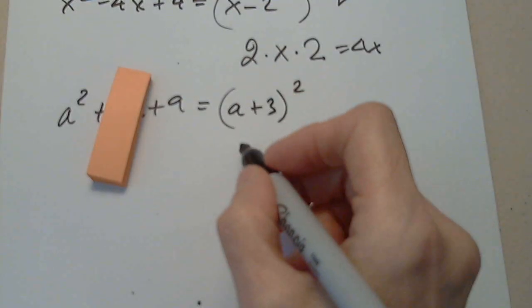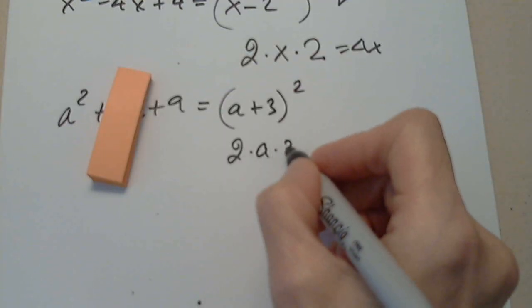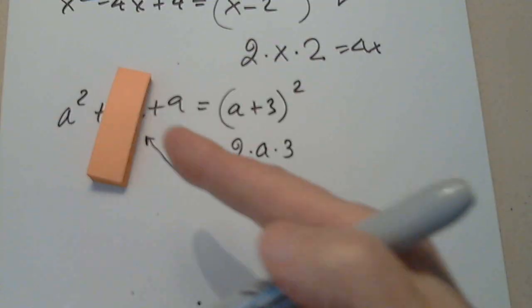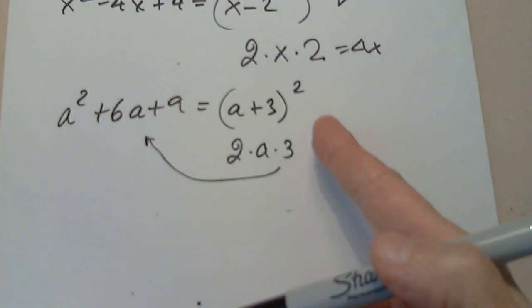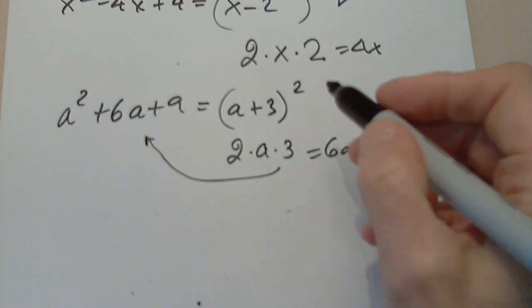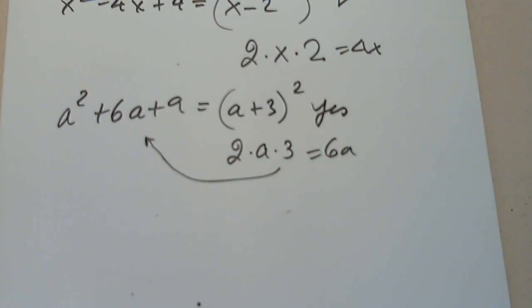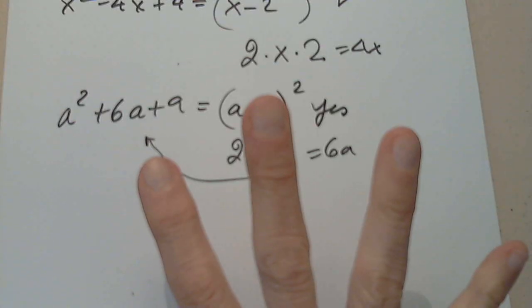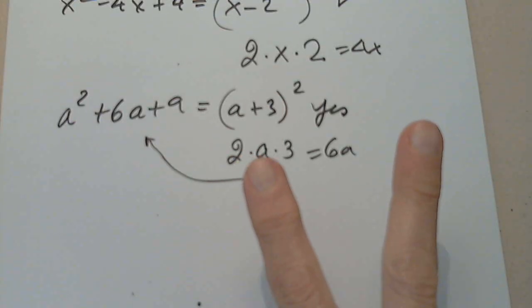Perfect. But we have to check if 2 times a times 3 is identical with this middle term. Because if it isn't, then this is incorrect. Well, it is. So I will say yes, it's correct. Okay. Do we understand the special products in trinomials? There are only 2. In binomials, we have 4. In trinomials, we only have 2.